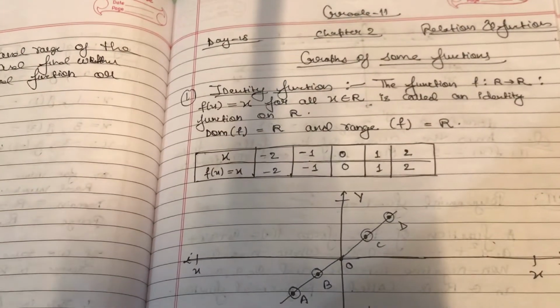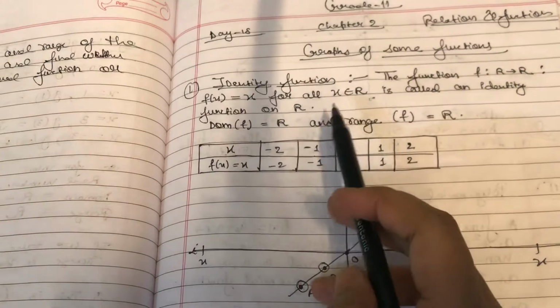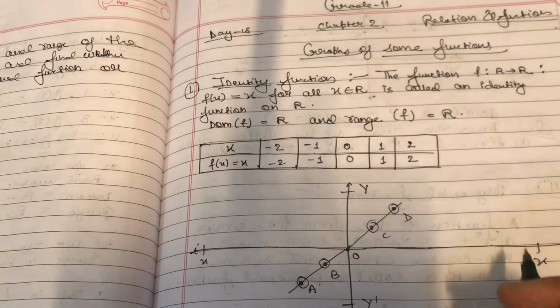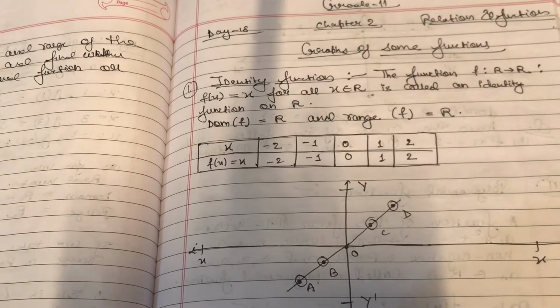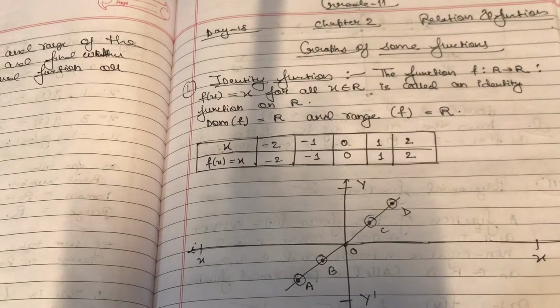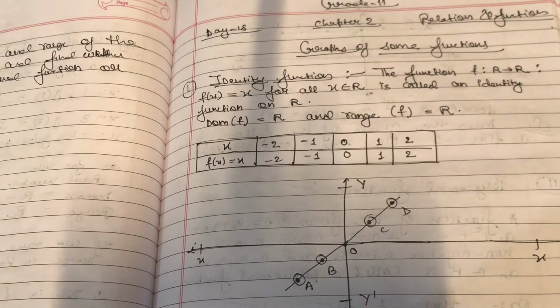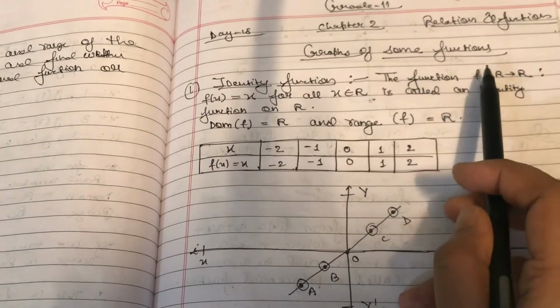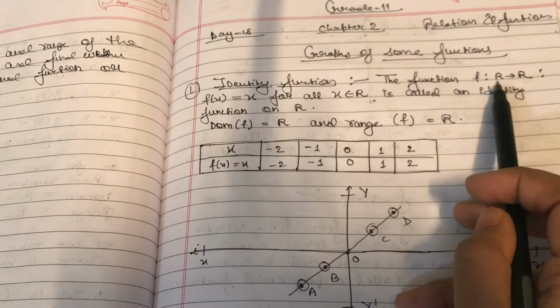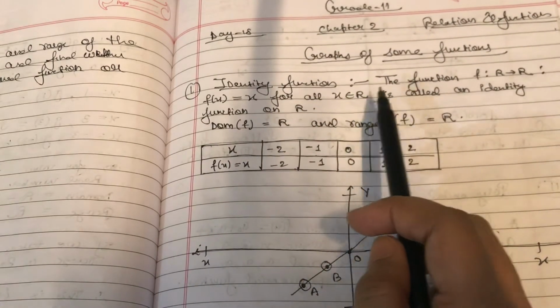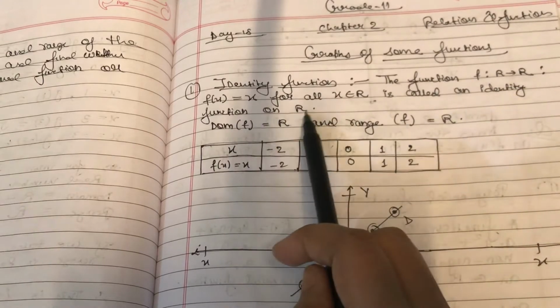Now the first type is identity function. Let's start with the definition part first, and then I'll tell you the nature of the graph. Here I have not used the graph copy. If you have the graph notebook, I suggest you to plot the points on the graph notebook and solve it likewise. Here I don't have the graph notebook right now with me, that's why I have done it in the rough itself. The function f from R to R, that is real to real, f(x) equals x for all x belonging to real numbers, is called an identity function on R.